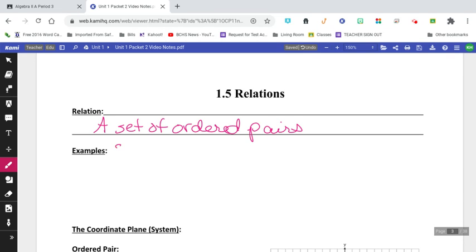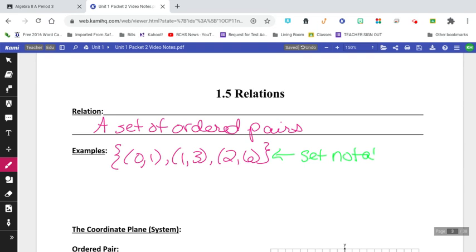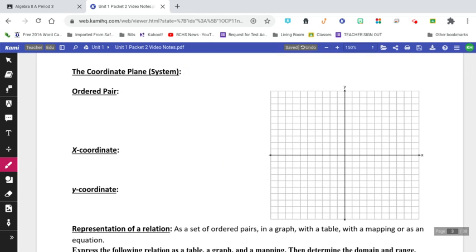But for example, a set of ordered pairs would be something like {(0, 1), (1, 3), (2, 6)}. Okay. Whenever you have a bracket like this, that is set notation, just so you know. Now, sometimes our relations, when you graph them, make certain shapes. It could be a line, a U, a circle, all sorts of things. And other times, there's really no rhyme or reason to them. But we do need to review the coordinate plane.